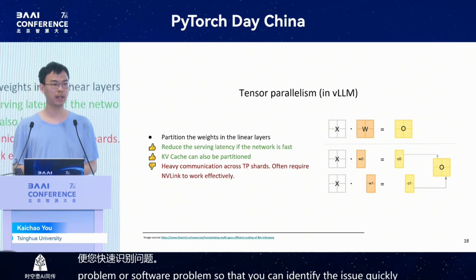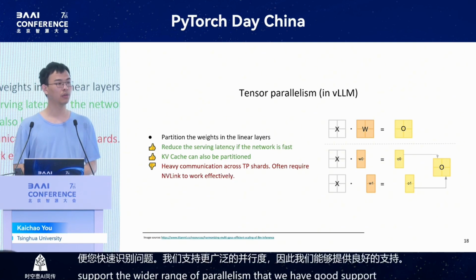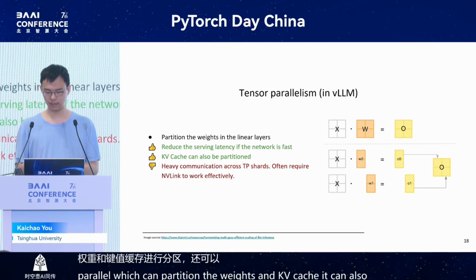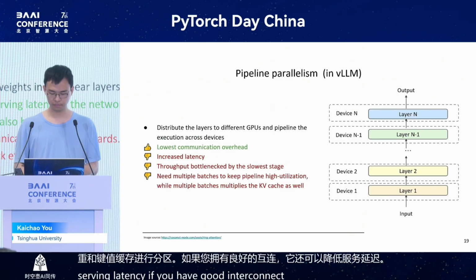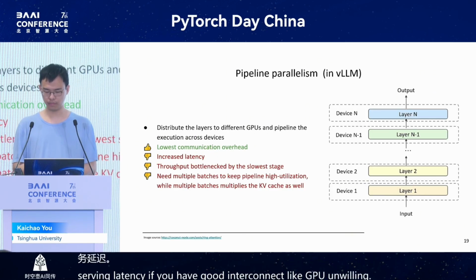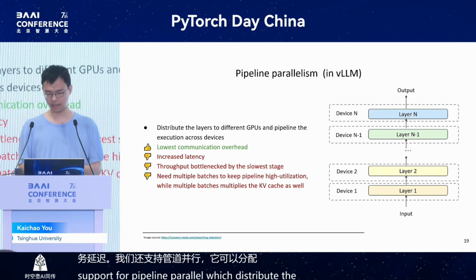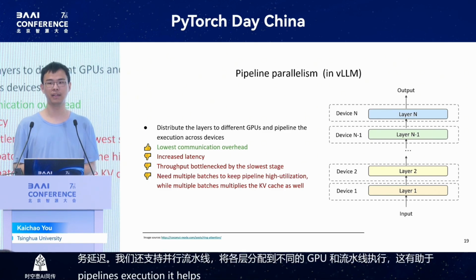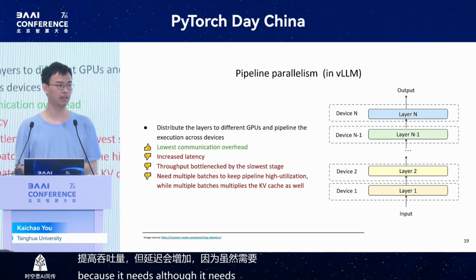And we support a wider range of parallelism. We have good support for tensor parallel, which can partition the weights and KV cache. It can also reduce the serving latency if you have a good interconnect like GPU NVLink. We also support pipeline parallel, which distributes the layers to different GPUs and pipelines the execution. It helps the throughput, but increases the latency too. Although it needs less communication, the latency will be increased.